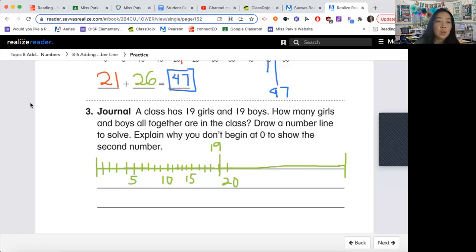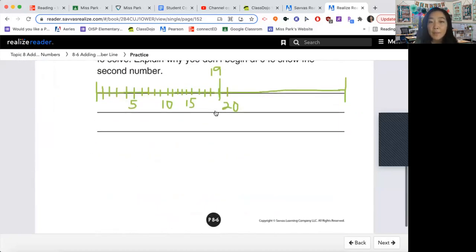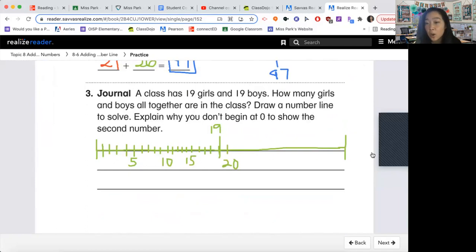I'm going to use a different color and count on, but my numbers here are not going to be the same. All I'm going to do is make the line. So here's 19. I'm going to count on 19 more for the boys. 1, 2, 3, 4, 5, 6, 7, 8, 9, 10, 11, 12, 13, 14, 15, 16, 17, 18, 19. All right, so this is going to be where my total number is.